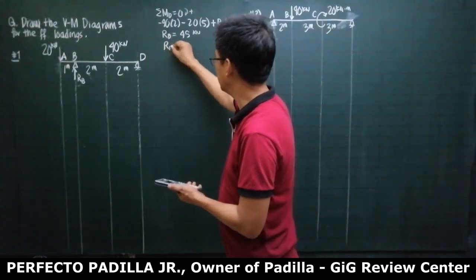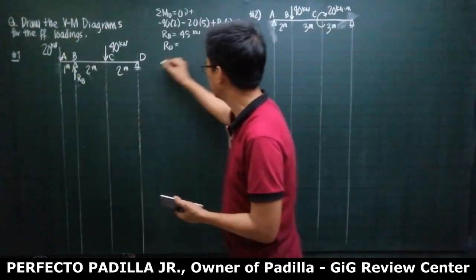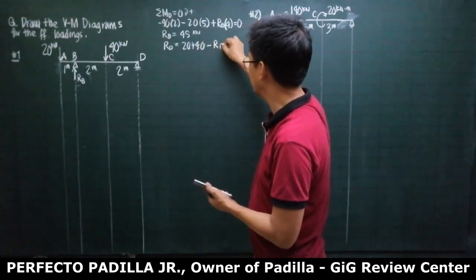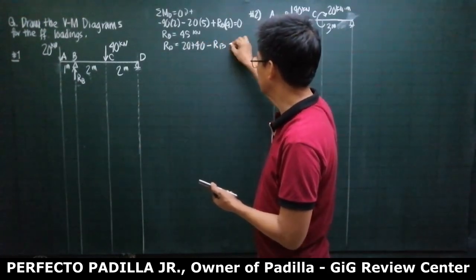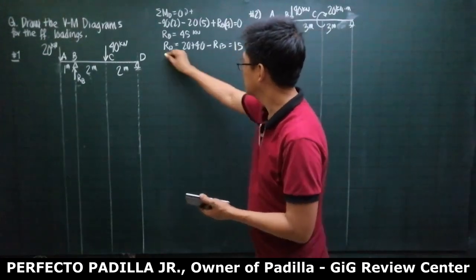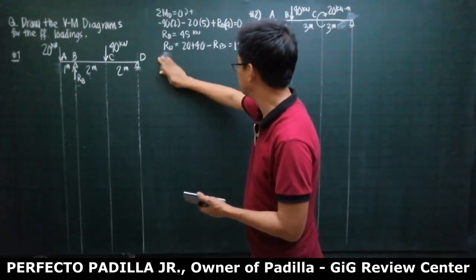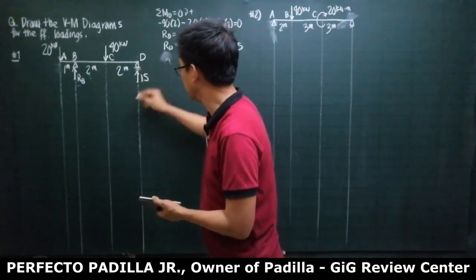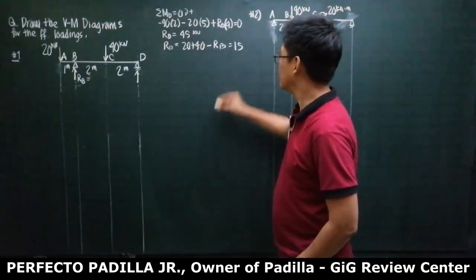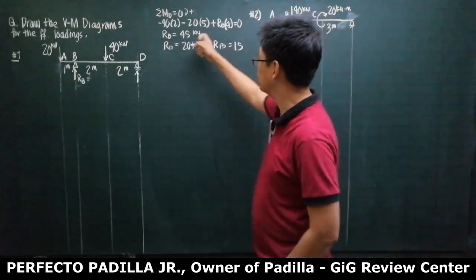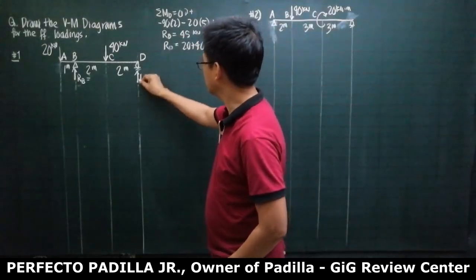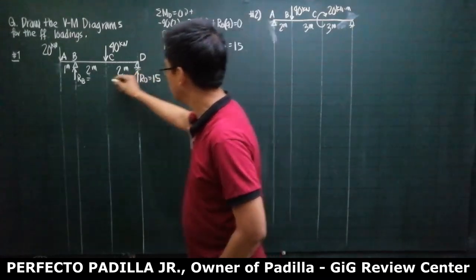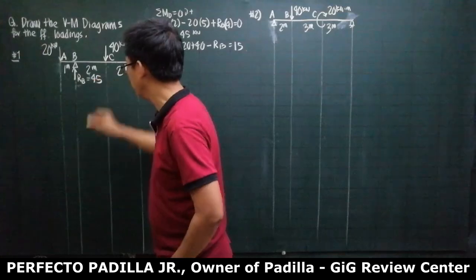And your RD must be 20 plus 40 minus RB. RB is 45, so this is going to be 15. So this is your RD, which is 15. Let me reflect these values here. RD is equal to 15 and RB is equal to 45.